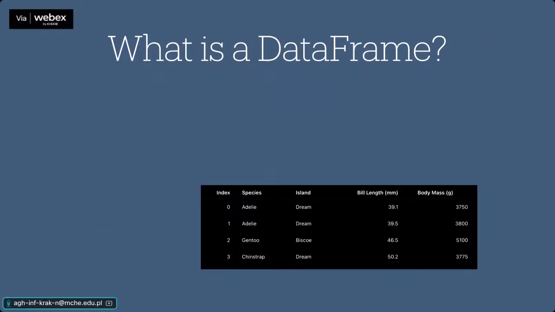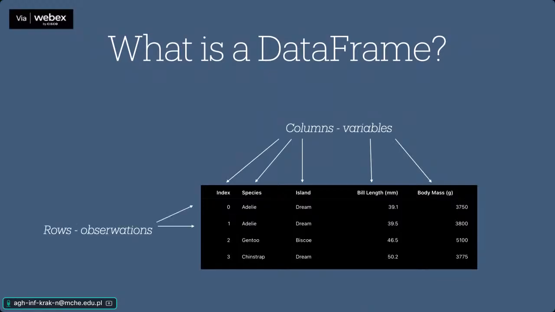A data frame is just like a table, like an Excel file or something like this. What's important is that we have the columns, which we can call variables, because they represent variables. They describe the properties. And then we have rows, which are observations. So each row is one observation with different values of each variable, so the properties of each observation.